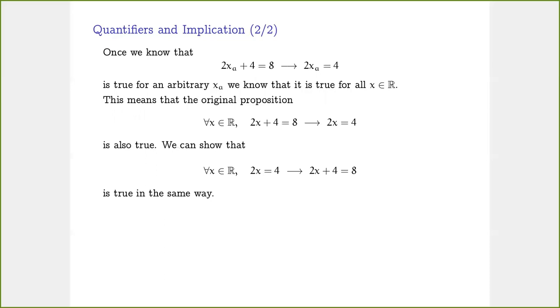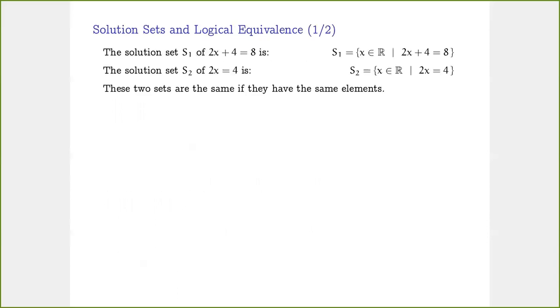We can also show, using the same means, that 2x equals 4 implies 2x plus 4 equals 8 in the same way. Therefore, we know that these two expressions, 2x equals 4 and 2x plus 4 equals 8, are logically equivalent. We're going to use this as a basis for looking at the solution sets of equations. This is a prelude to, a foundation for, a topic in Chapter 1: solution sets and logical equivalence.